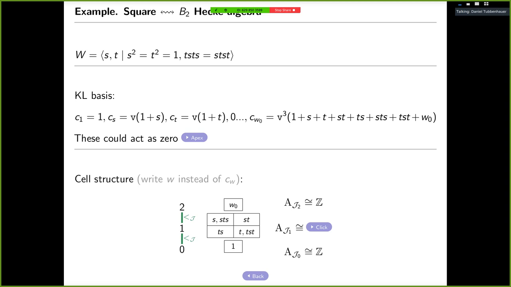And this is how it looks in general. Of course, for your favorite type E8, whatever, it gets a little more complicated. You have more elements, but roughly that's the picture. You get some order, and now each symbol has an associated apex. So it could either be the lowest one, the middle one, or the top one. Let me show you an example of how this actually works.